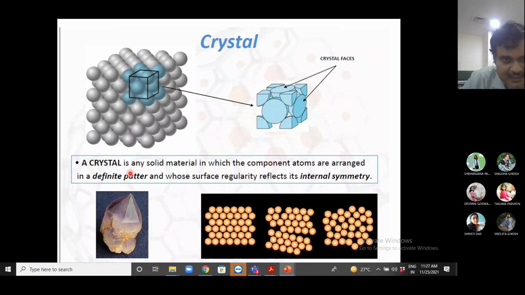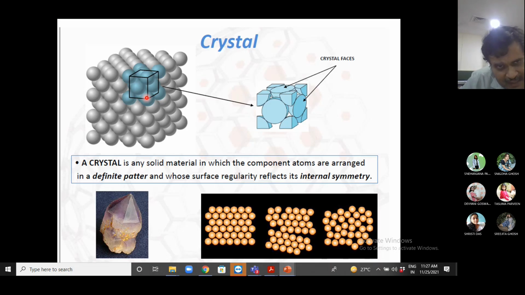So, a crystal is any solid material in which the component atoms are arranged in a definite pattern and whose surface regularly reflects an internal symmetry. This is the definition of a crystal. Now, take any crystal: sodium chloride, diamond, graphite, or the crystal of a protein. In all the cases, a crystal can be thought of as made by something called a unit cell.